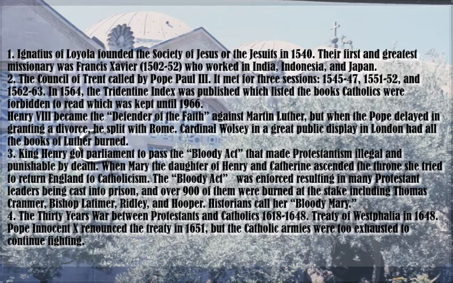The 30 Years' War between the Protestants and the Catholics was from 1618 to 1648. The Treaty of Westphalia in 1648 ended the 30 Years' War. Pope Innocent X renounced the treaty in 1651, but the Catholic armies were too exhausted to continue fighting.